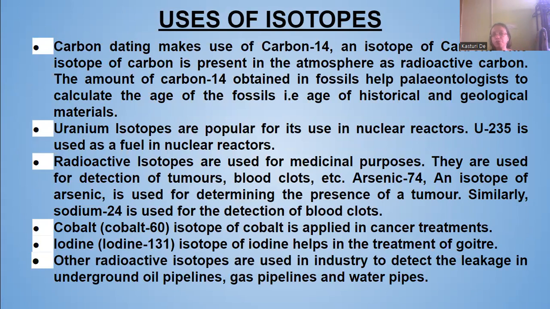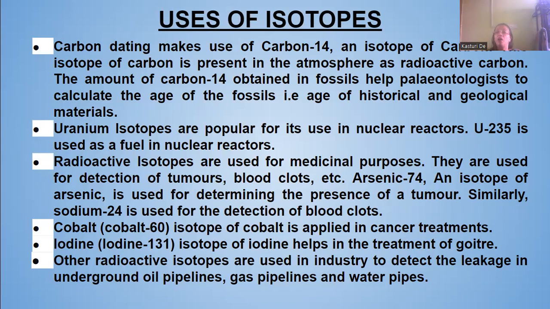Now, what are the uses of isotopes? Carbon dating makes use of carbon-14, an isotope of carbon. This isotope is present in the atmosphere as radioactive carbon, and paleontologists calculate the ages of fossils from the amount of carbon-14 found in them. How much carbon-14 is present gives the age of the fossil, and that way they can determine the age of historical or geological materials. So carbon-14 is used in this way.